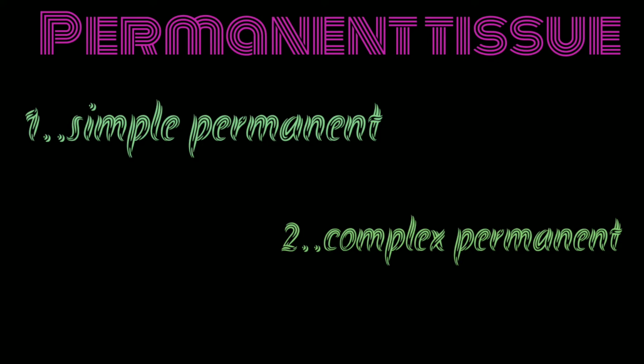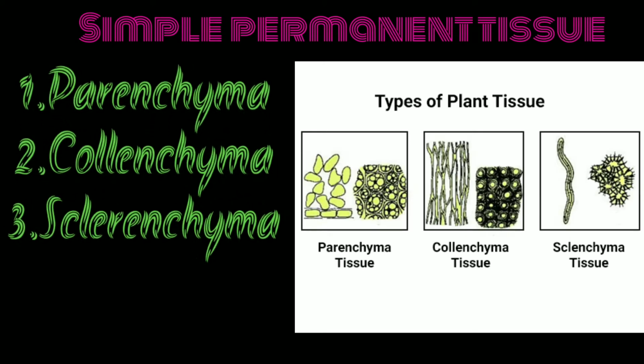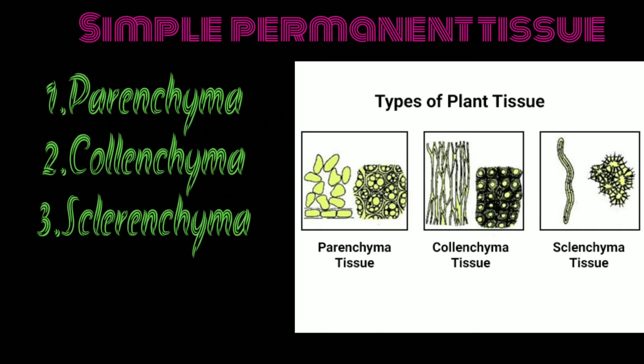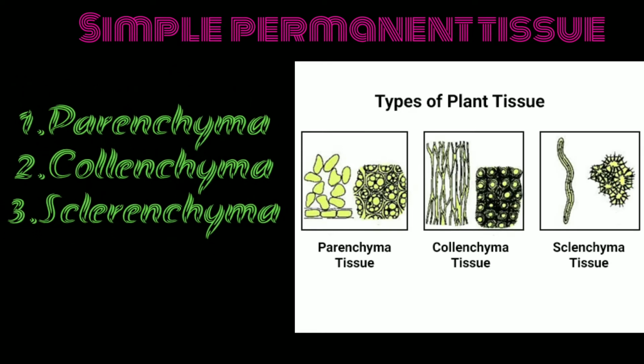Permanent tissue is of two types, simple permanent and complex permanent. Let's start with the simple permanent tissue. Simple permanent tissues are of three types: parenchyma, collenchyma and sclerenchyma. Let's start one by one.